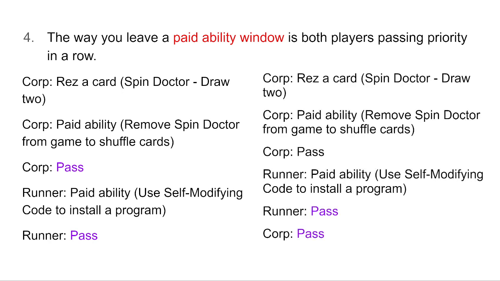The way you leave a paid ability window is by both people passing in a row. So here, in this example over here, after the runner passes, the corp passes, which allows you to move on to the next thing that's happening. If the corp still had clicks remaining, it would be the corp taking a click action.